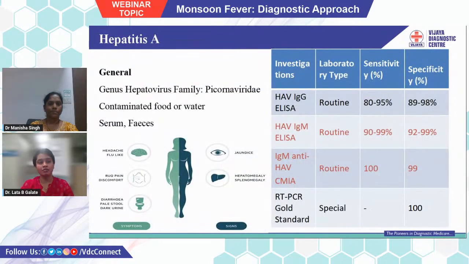Coming to the next prevalent monsoon fever, hepatitis A, which causes diarrhea and is caused by a virus from the Picornavirus family. The transmission is by the fecal-oral route, and the most advisable test for hepatitis A is the IgM ELISA, and even we can do the CMIA method, wherein the sensitivity will be 100% with a specificity of 99%.